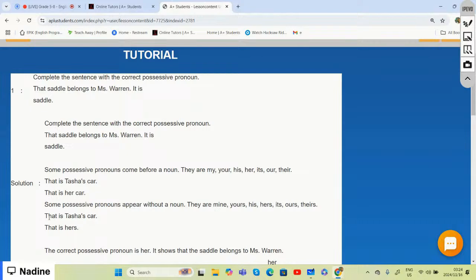And when it comes to possessive pronouns, if a possessive pronoun appears without the name, then we need to use words like mine, yours, his, hers, ours, and theirs. And that is where we have the word there, which is the difference between THERE and that one.